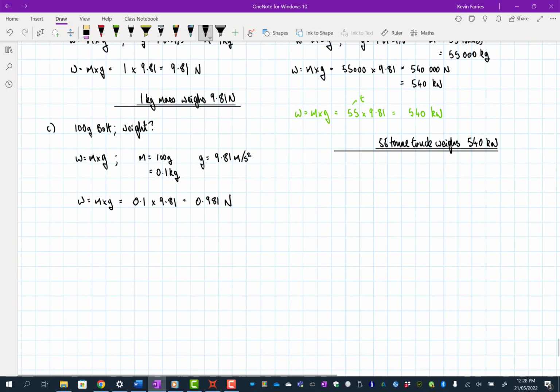Our full answer: 100-gram bolt weighs 0.981 newtons.